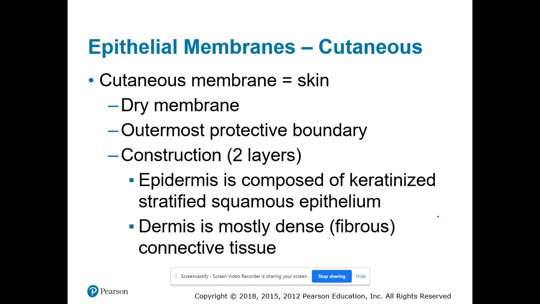As for the construction of the cutaneous membrane, there are two layers. You have the epidermis, which is composed of keratinized stratified squamous epithelial. And we're going to learn keratinized. That is a type of protein, and it helps make sure that our skin has the strength in order to perform its function. Now, again, it is stratified squamous, so this is multiple layers of flat cells. And this is good because our skin is constantly flaking off, so we want to have multiple layers that keep regenerating pretty easily. The second layer is the dermis, and it is actually made up of mostly dense, fibrous connective tissue.